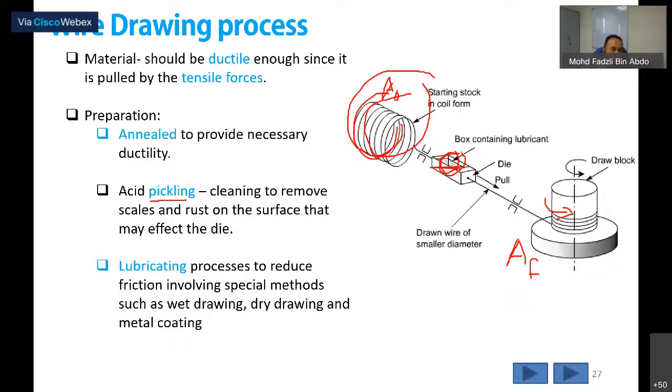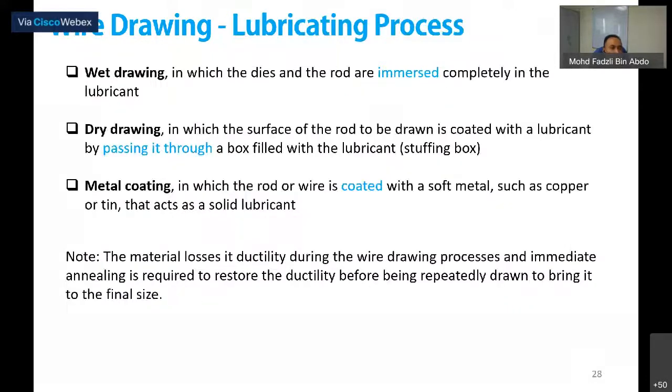Which means kita boleh buat coating. And then semi solid adalah grease. Dia macam paste sikit. Okay, this is the lubricated process.